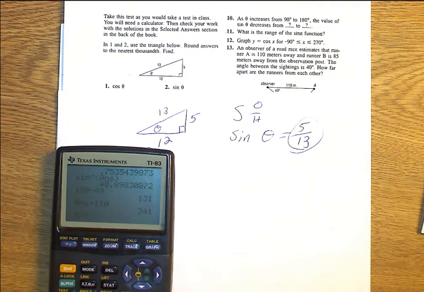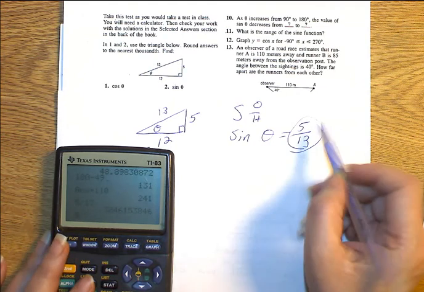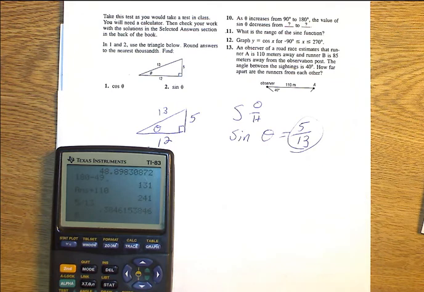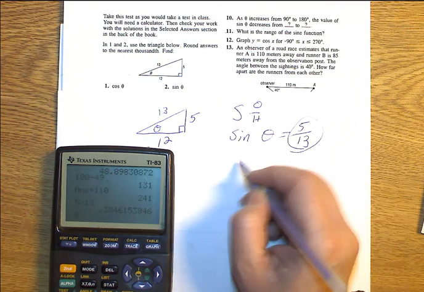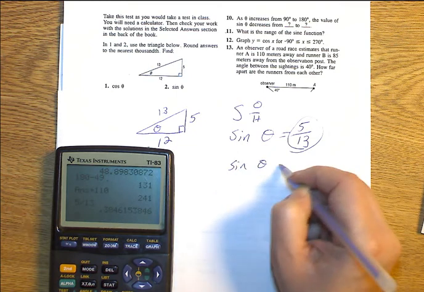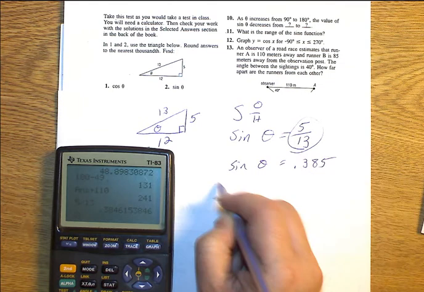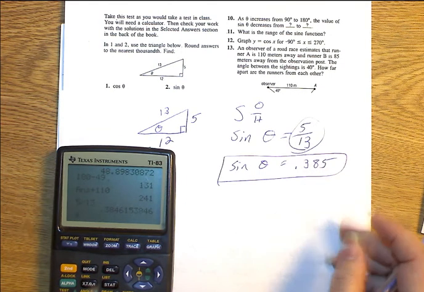The question was, could you leave it in a fraction? And the answer is yes. But I don't know what they have in the answer key. They've just divided it out. So sine theta is 0.385. Number 2.